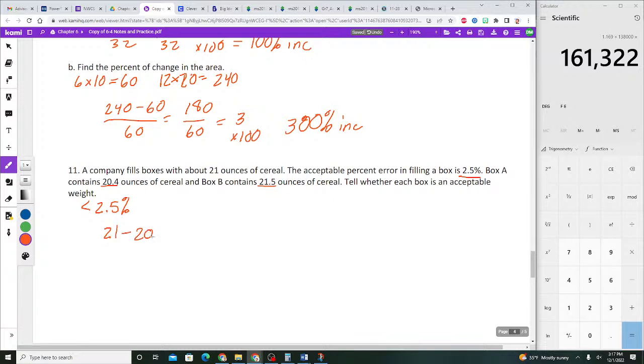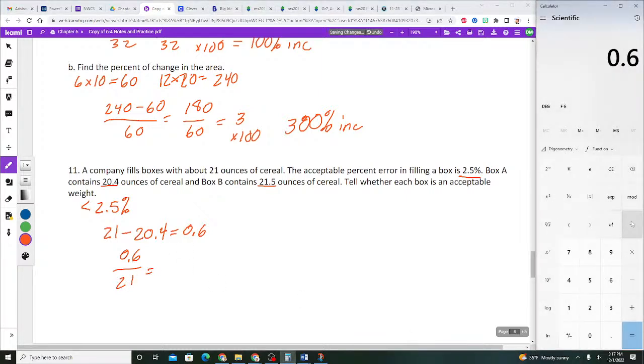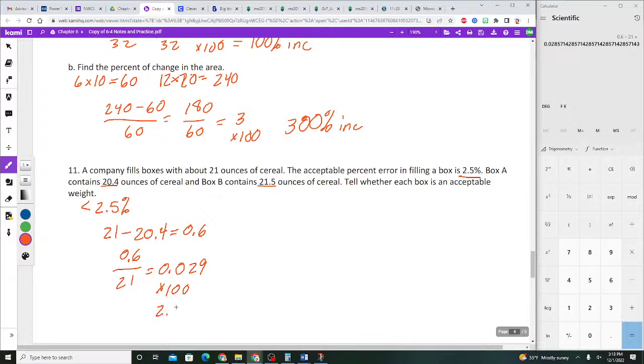21 minus 20.4. That gives me an error of 0.6 ounces. So we take 0.6 divided by 21, and 0.6 divided by 21 gives me this mess, which is 0.029 times 100. That's 2.9%. That's greater, so the first box is unacceptable.